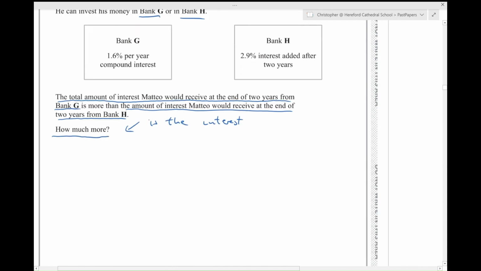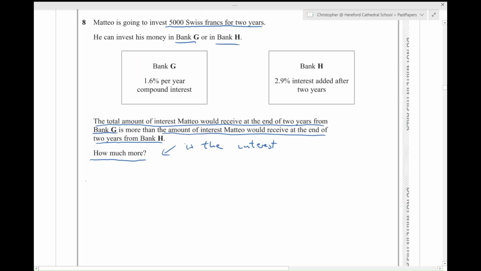Right, let's have a look at Bank G first of all. Bank G is going to give 1.6% per year compound interest. So he starts off with 5,000 Swiss francs. The multiplier is going to be 1.016, and he's investing for 2 years. So how much money will he have at the end of the 2 years? Well, the answer is he'll have 5,161.28. Okay. So how much interest has he received? He's received 161.28 Swiss francs interest.